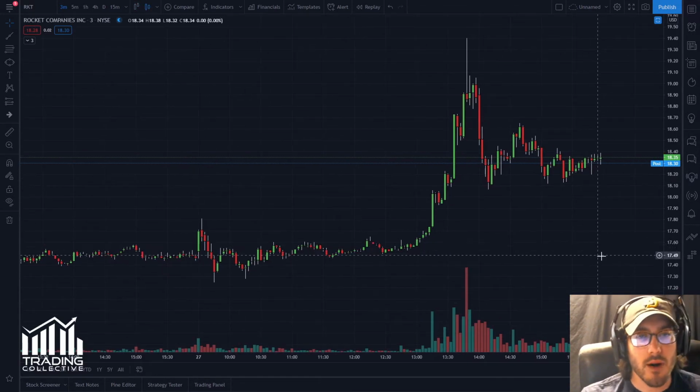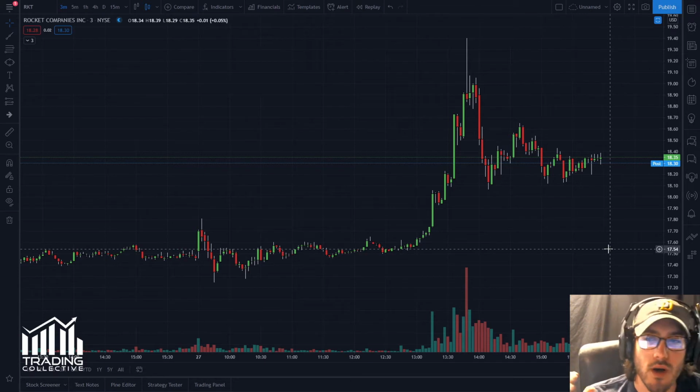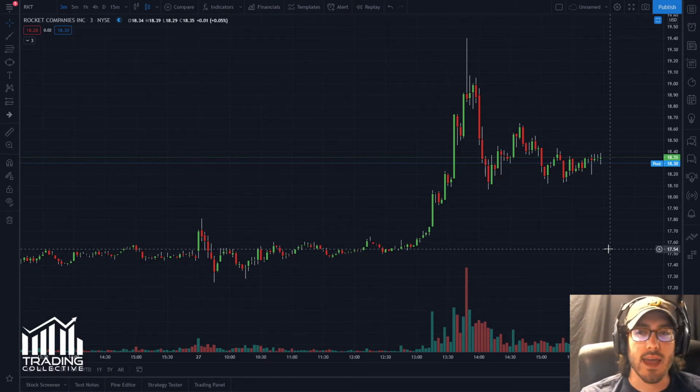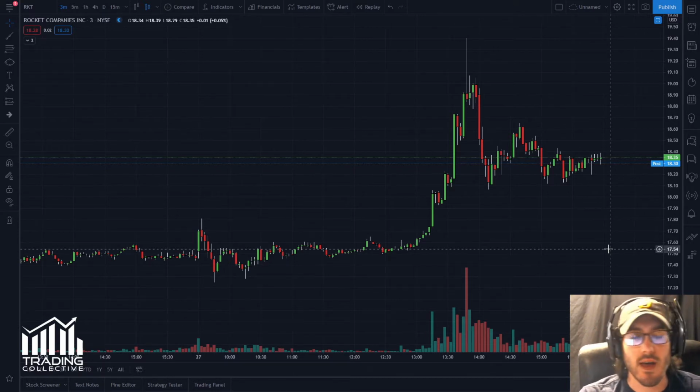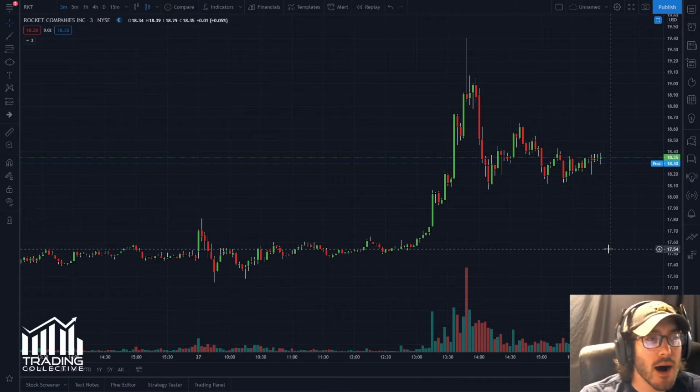So VWAP, what it is, volume weighted average price. It's a lagging indicator, and it essentially takes all the closing prices during a given time period and draws a nice pretty line for you. And arguably, it's the most common indicator to use when you're trading. Super beneficial.